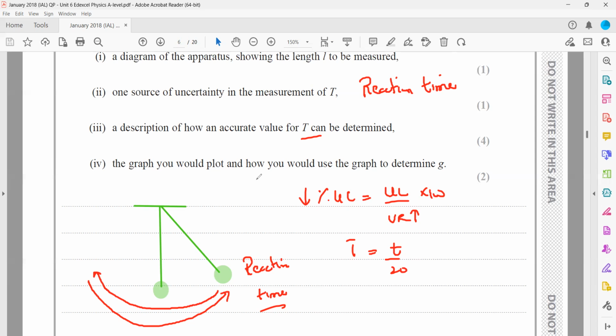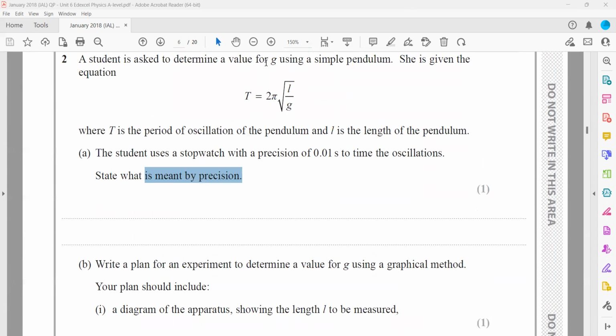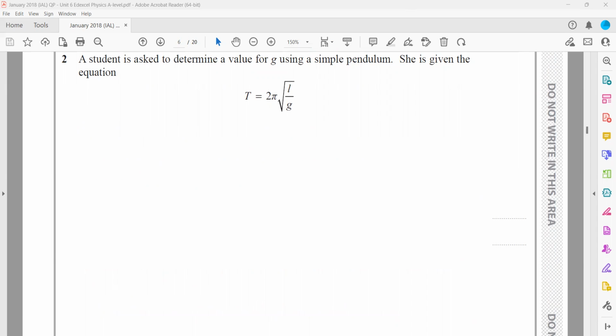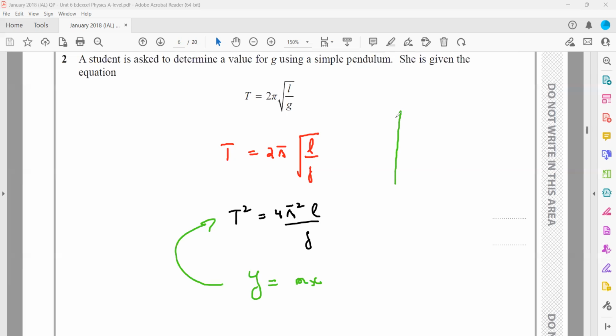Then the graph you would plot and how you use your graph to determine g. So how will we determine g? We have the equation T equals 2 pi under root L over g. How can we use this equation to plot a graph? If I square both sides, I will have T squared equals 4 pi squared L by g. Now if I compare with the equation of a straight line, y equals mx, on the y-axis we have T squared, the time squared.